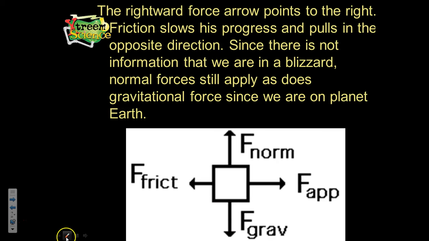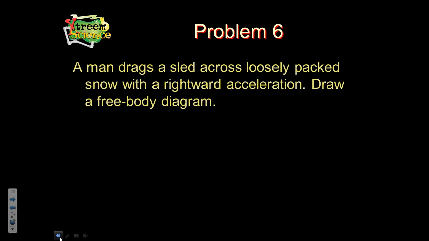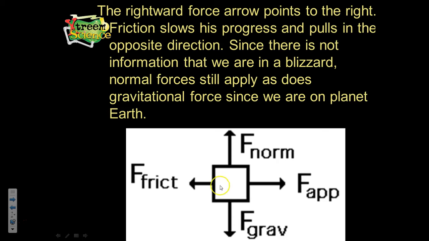Now, it says here he's dragging a sled, so the sled is moving. He's accelerating, which is why we have the applied force. And because he's moving on a surface, we do have a force slowing us down, and that's our frictional force. Now, because we're moving in the right direction, these forces that slow us down always act in the opposite direction. So because he's moving to the right, the friction is going to face the left.